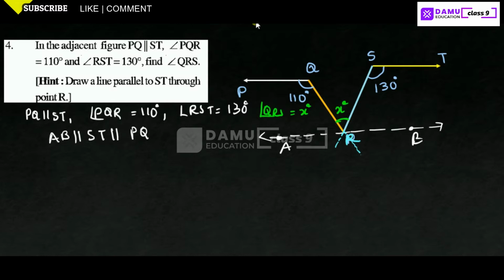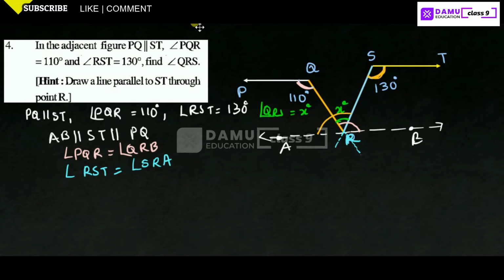Let's take one thing here. Angle PQR is equal to this angle, that is angle QRB. And one more condition, this angle TSR will be equal to this angle. So how is it possible? Here, 130 degrees is given: angle RST will be equal to angle SRA, by using alternate interior angles.